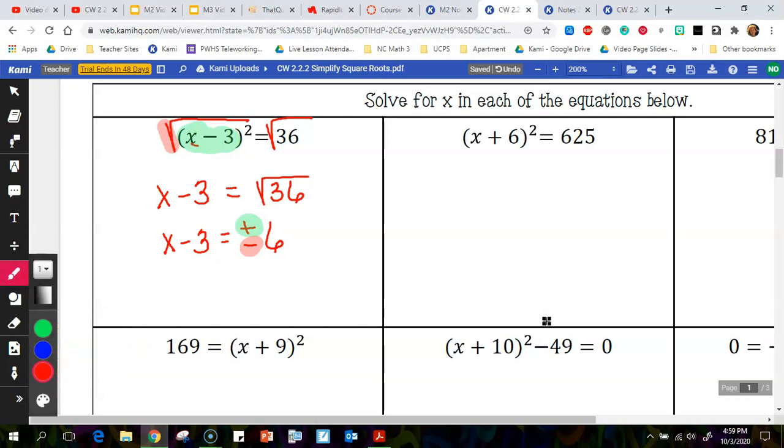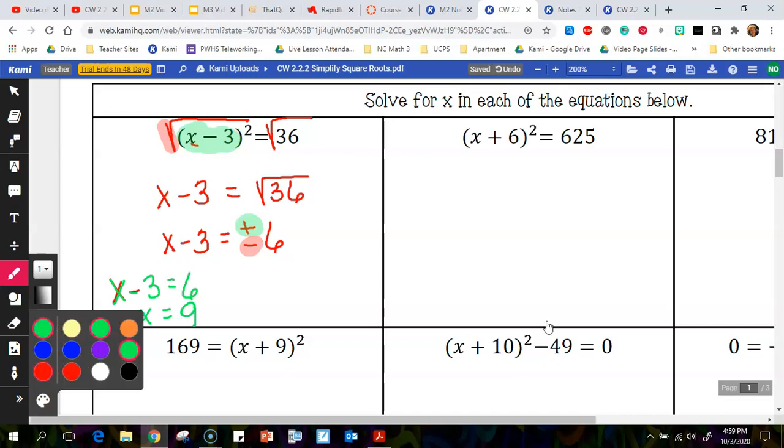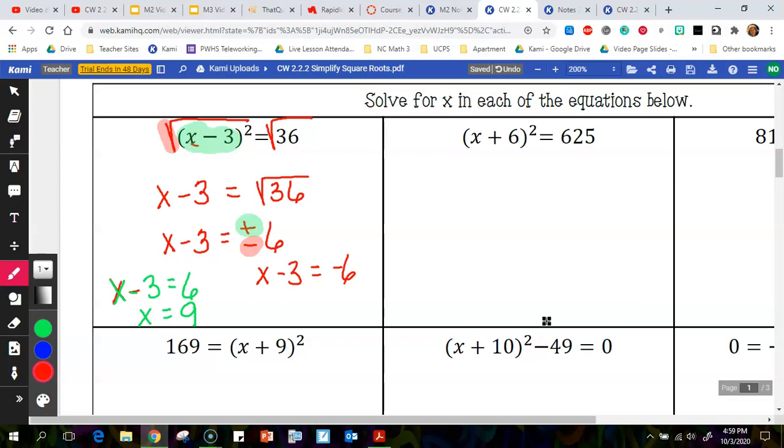So the positive 6 we'll do in green. X minus 3 equals positive 6. So x equals 9. And then the negative 6, x minus 3 equals negative 6. X equals, that's going to be negative 3. So this is two different answers that aren't just the positive and negative something. So these are the two different answers.